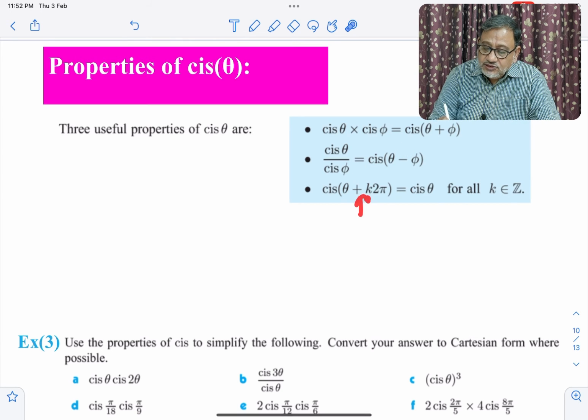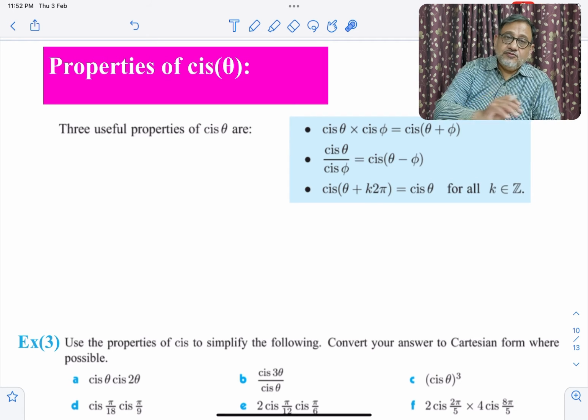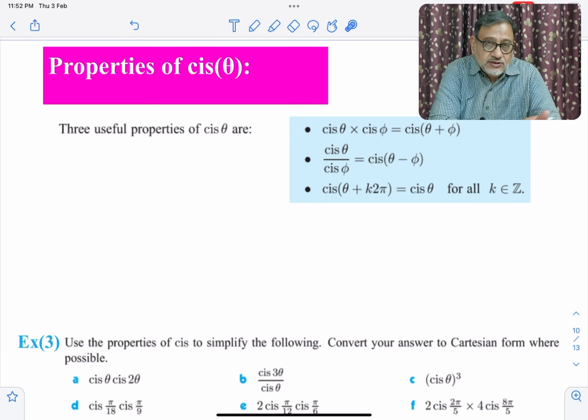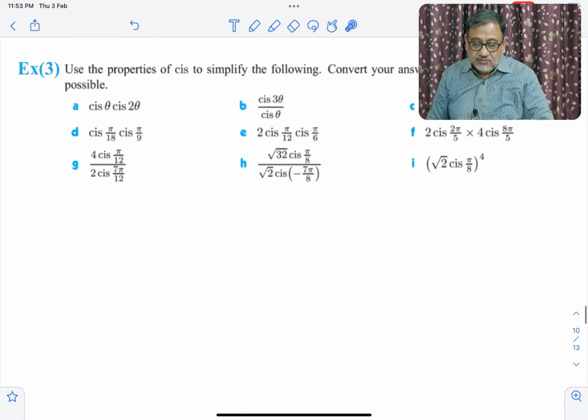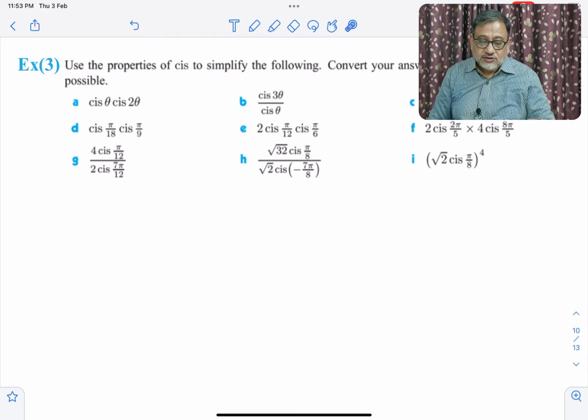Cis theta plus 2k pi, that is, if it has an even multiple of 2 pi, then it is equal to cis theta, because cos of theta plus 2 pi is cos theta, and sin of theta plus 2 pi is also sin theta. So therefore it will make no difference and it will remain the same. So let us solve these questions now, example number 3. Okay. So example number 3.